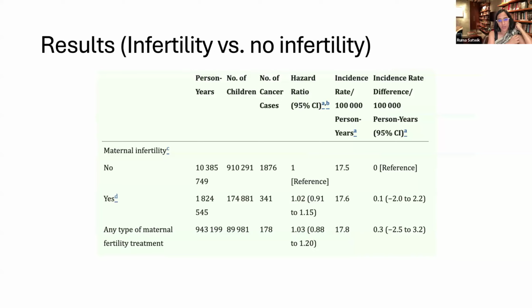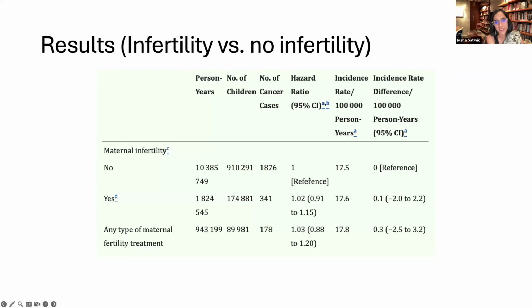And these are the results. We are going to quickly go into just, for instance, you can look here. These are the number of children, 910,291. These are the children born to women who did not have infertility problems, so fertile women. And when you add the number of years that they were followed up, these are the person years of follow-up. So this comes to 10,385,749 person years of follow-up. How many cancer cases? 1876.